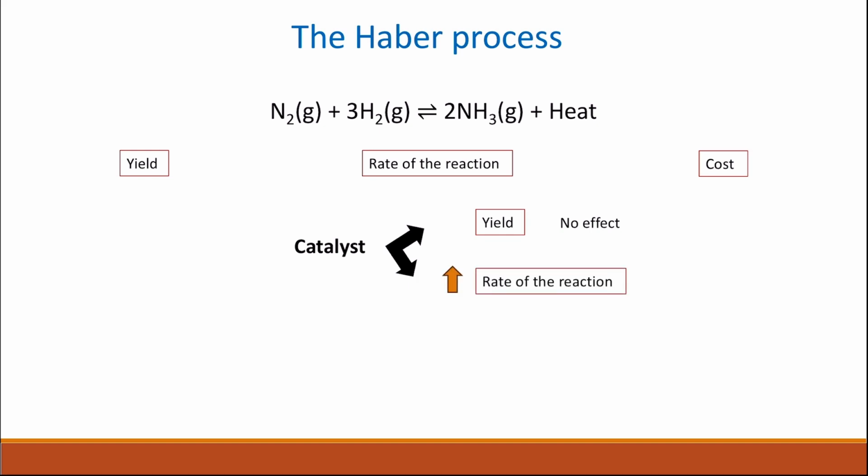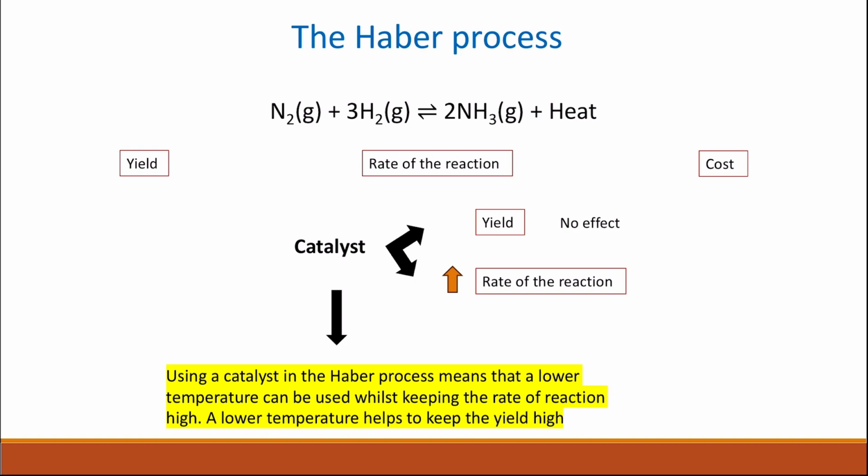However, the use of the catalyst will increase the rate of the reaction because it will allow the different reacting species to reach the minimum activation energy with lower temperature. So use of the catalyst in the Haber process means that lower temperature can be used whilst keeping the rate of the reaction high. A lower temperature will keep the yield high as well. So this is how the use of the catalyst can affect the yield through allowing the lower temperature to be used.